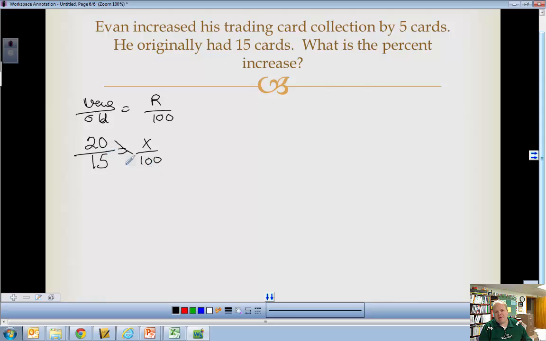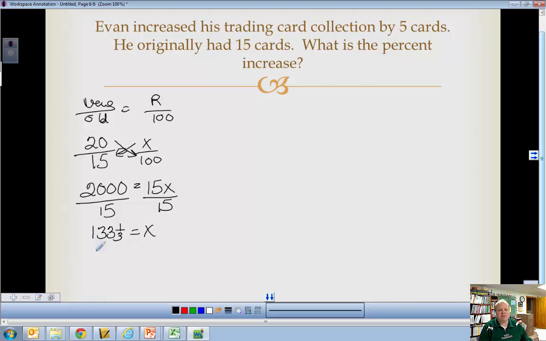So now I simply cross multiply. Now I have 2,000 equals 15x. I want to get x by itself, so I do that by dividing by 15. X is going to equal 133 and 1/3. However, this is not my percent increase.